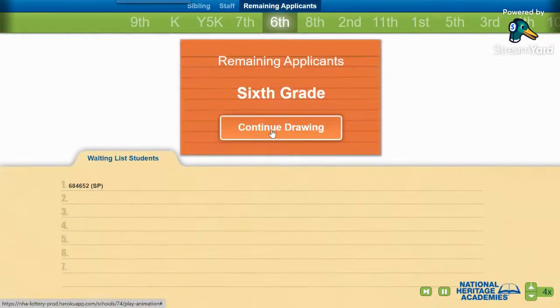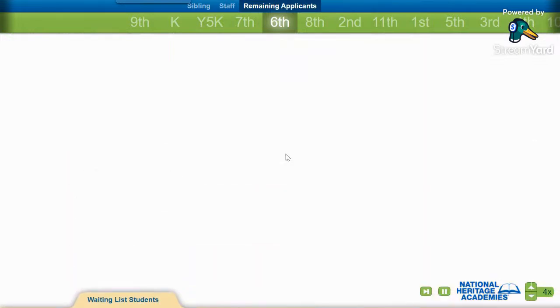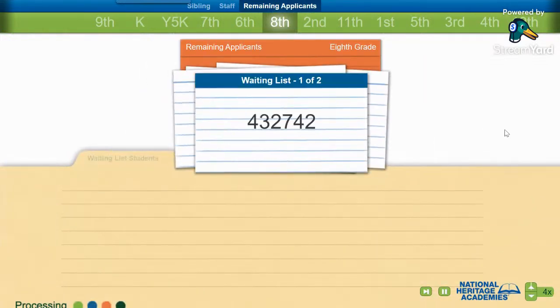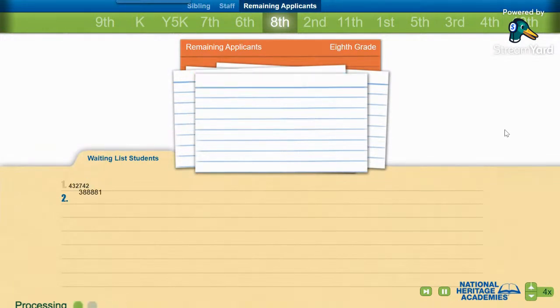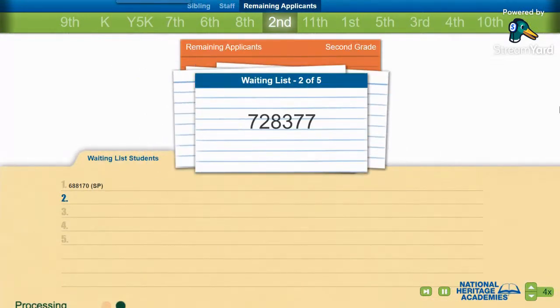Okay, moving on to 6th grade, we're also forming a waiting list here. The first student on this waiting list received preference from earlier in the process. We'll have 7 students on this waiting list after today. Okay, that was it for 6th grade. Moving on to 7th grade. We filled our 1 seat, so the remaining applicants will go on the waiting list. That's 8th grade. Moving on to 2nd grade, also a small waiting list here, starting with number 2 because the first student on this waiting list received preference from earlier.